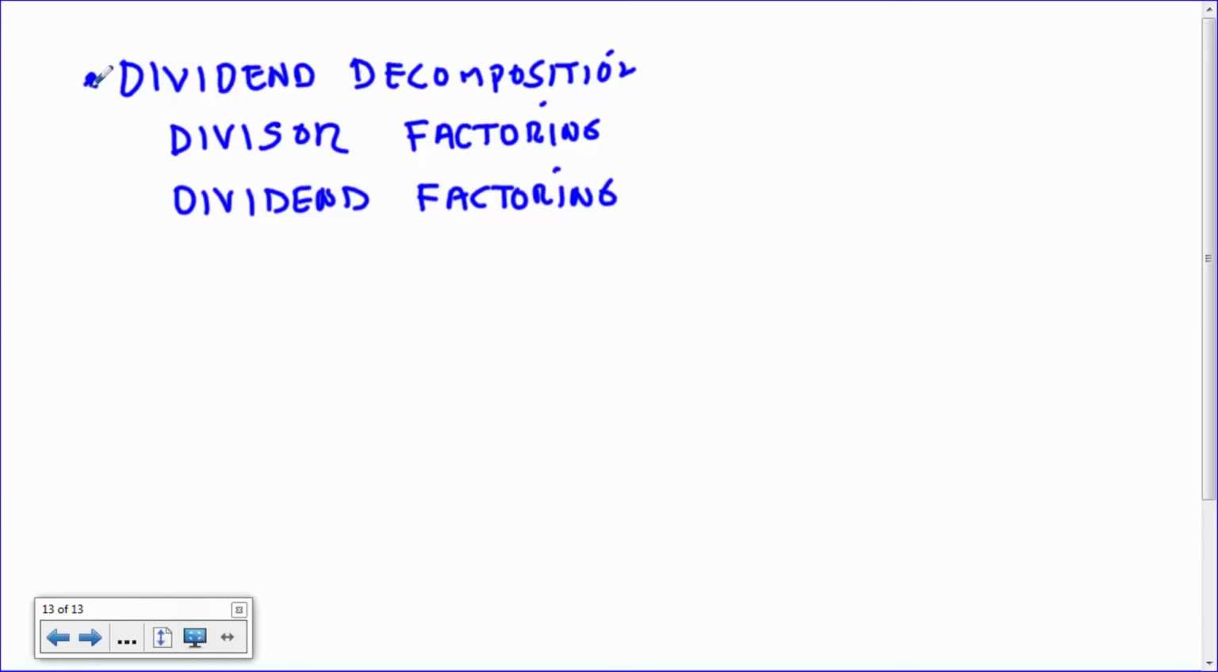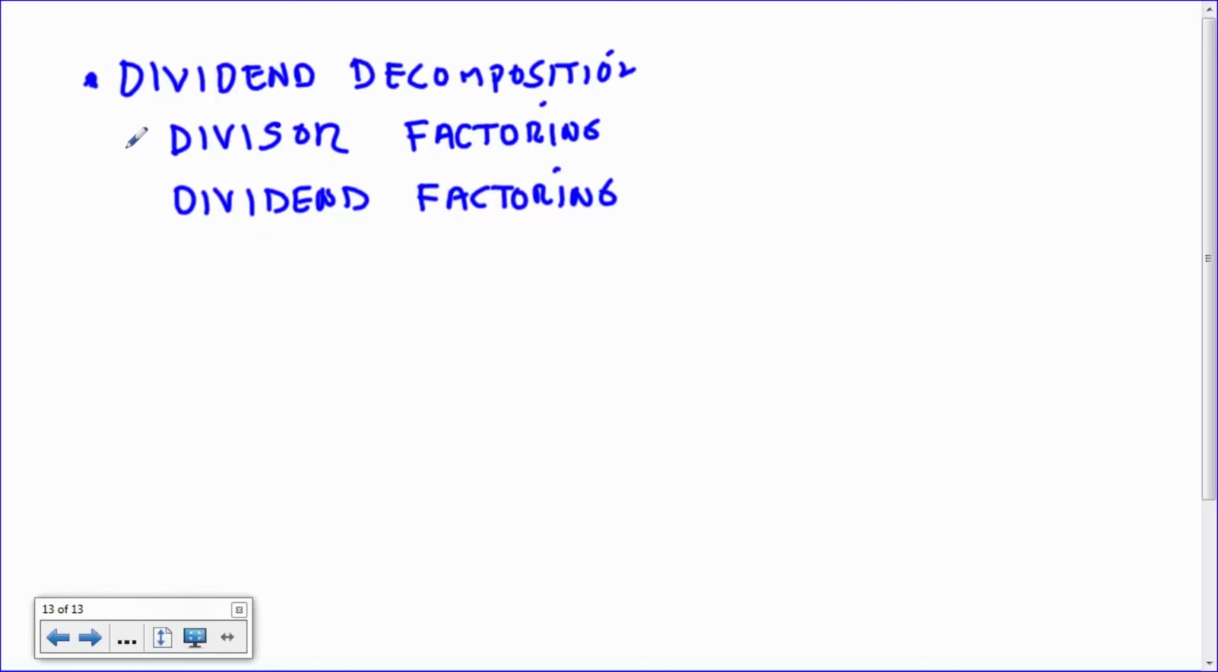So we've already talked about this one. Remember, dividend decomposition is the one where you've got your dividend and you have your divisor, and the dividend's not friendly with respect to the divisor. So what you do is you decompose the dividend, or split it up according to the operation of addition, into pieces, into parts, each of which is easily divisible by the divisor. And that's the general strategy for the dividend decomposition.